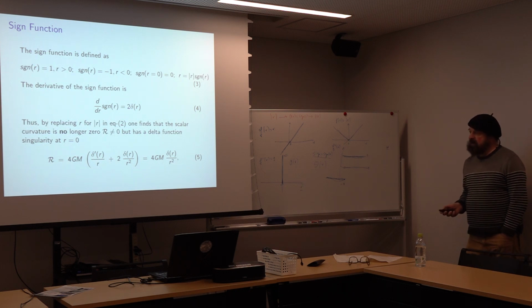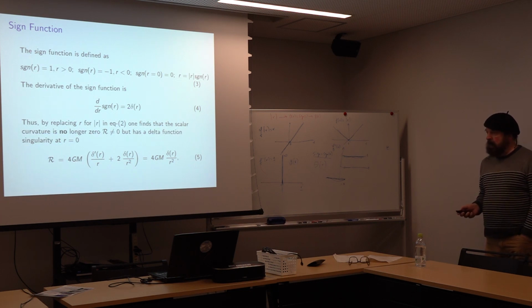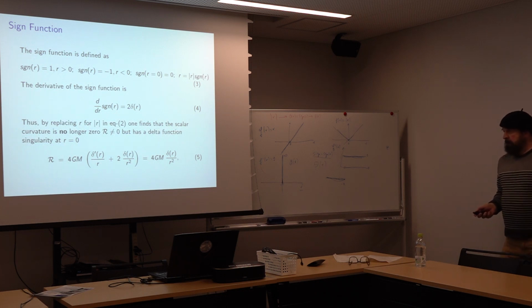You know, notice that in general relativity, in the units I use, G times M has the units of length, and the delta function has units of 1 over distance. So this expression over here has units of 1 over length squared. Okay, so this is a true scalar curvature. Now if you evaluate, like I said before, the scalar curvature for the Schwarzschild solution, you're going to get identically 0.